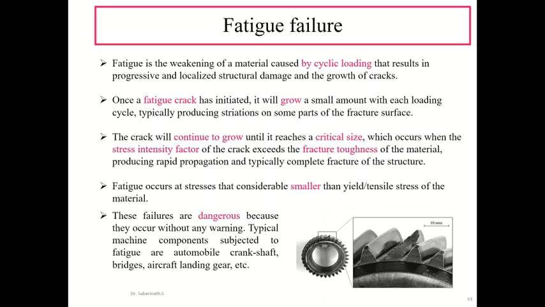So fatigue occurs at stresses considerably smaller than the yield or tensile stress of the material. It is also a very dangerous failure, because it happens without any warning. Typically, machine components are subjected to fatigue. Common examples of components which undergo fatigue failure are automobile crankshafts, bridges, aircraft, and landing gear.